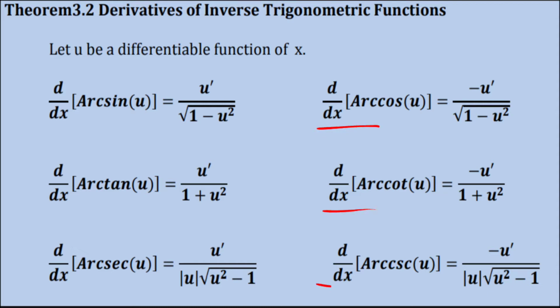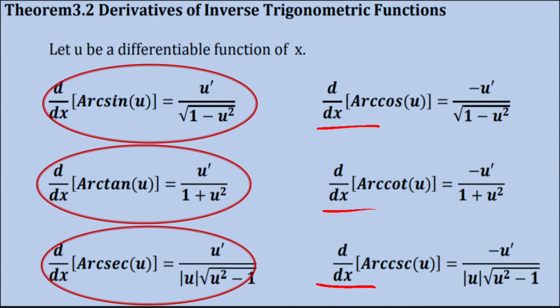It can be noted that the derivatives of arccosine u, arccotangent u, as well as arccosecant u are the negatives of the derivatives of arcsine u, arctangent u, and arcsecant u respectively. So let us see and discuss first the proof for these three.